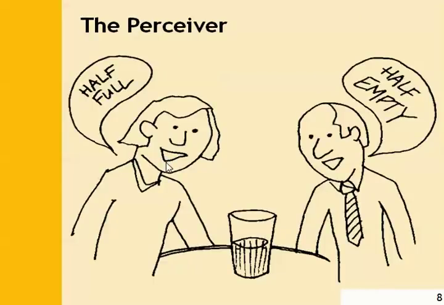Let's start with the perceiver, and let's look at this picture. In this picture there are two people, the one on the right and the one on the left. They are both looking at a glass of water. I'm sure most of you are very familiar with this example because we use it in our daily conversations in giving examples about pessimistic and optimistic people. The one on the left is saying that the glass is half full, and the man on the right is saying that it is half empty.